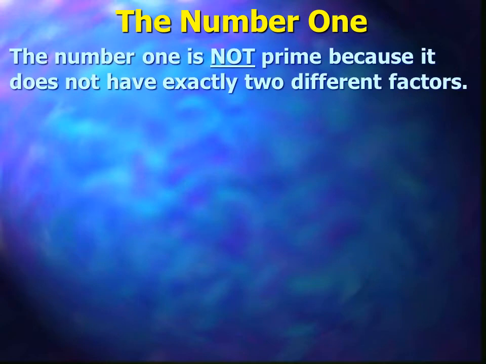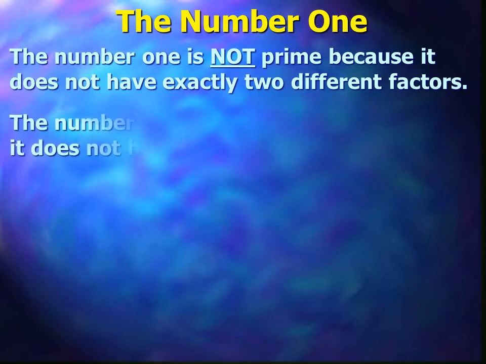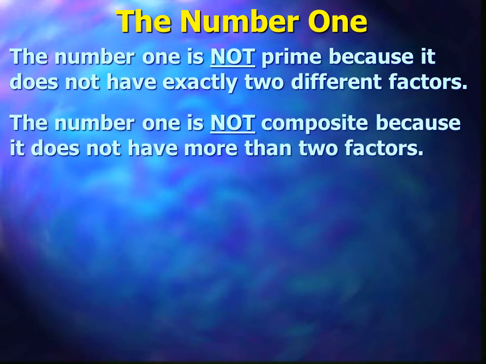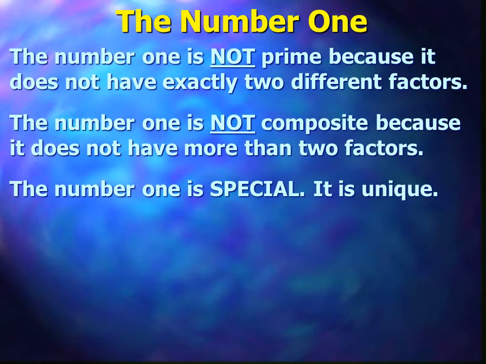Speaking of strange numbers, let's look at the number 1. The number 1 is not prime because it does not have exactly two different factors, and the number 1 is not composite because it does not have more than two factors. The number 1 is special, it is unique, and is often misunderstood.